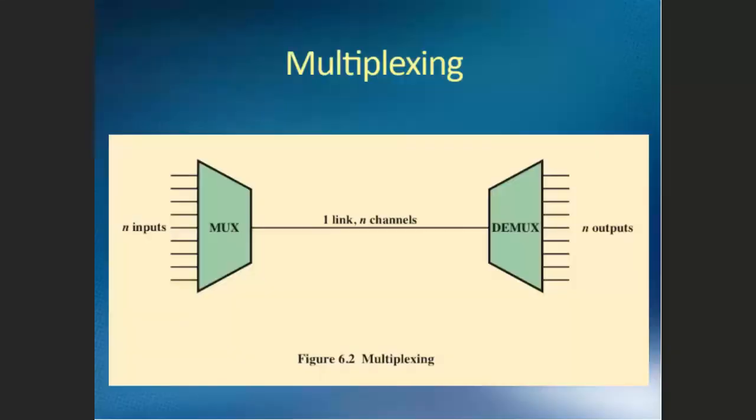Then slide number seven. We go back to slide number seven. And the three, then seven. Okay.